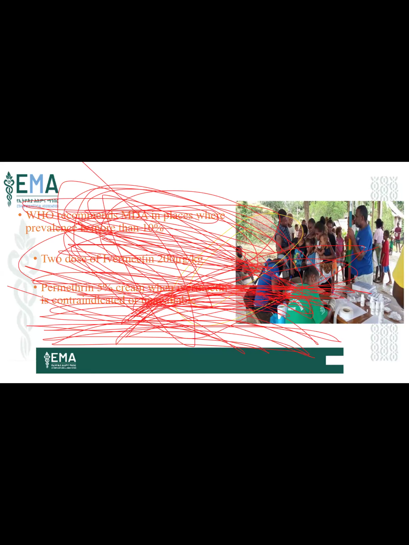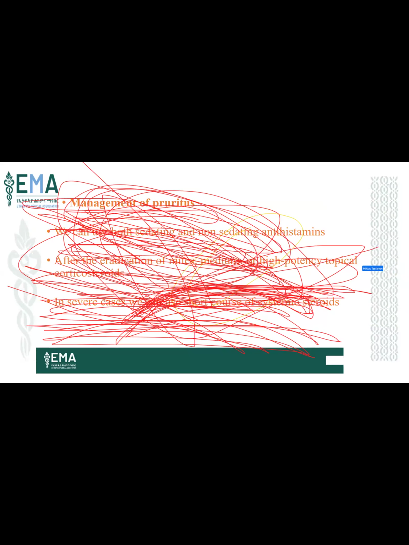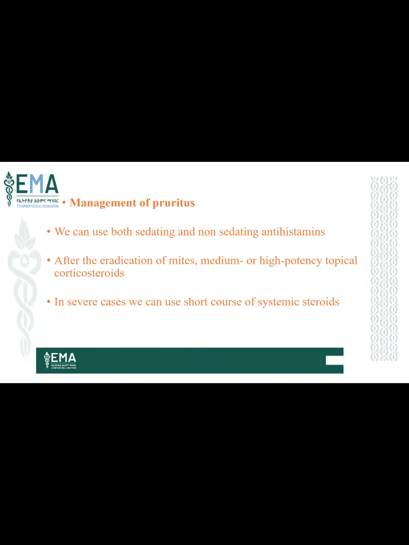We can also use permethrin 5% cream for those individuals who are contraindicated to use ivermectin. The other point that we should really consider is management of the pruritus. As I said previously, this pruritus is due to the delayed type hypersensitivity reaction to the mite and its products, so it might stay even for weeks and a month after treatment. So during treatment, concomitantly, we can treat the pruritus by using both sedating and non-sedating antihistamines. It's preferable to use the non-sedating one in the daytime and the sedating ones in the evening.